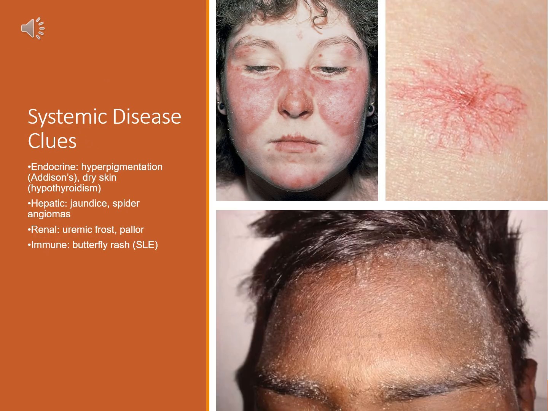So our skin is often called a window to our internal health. It can tell us a lot about how our insides are doing. So with our patients, some systemic disease cues that we need to be aware of would be related to the different parts of the body.